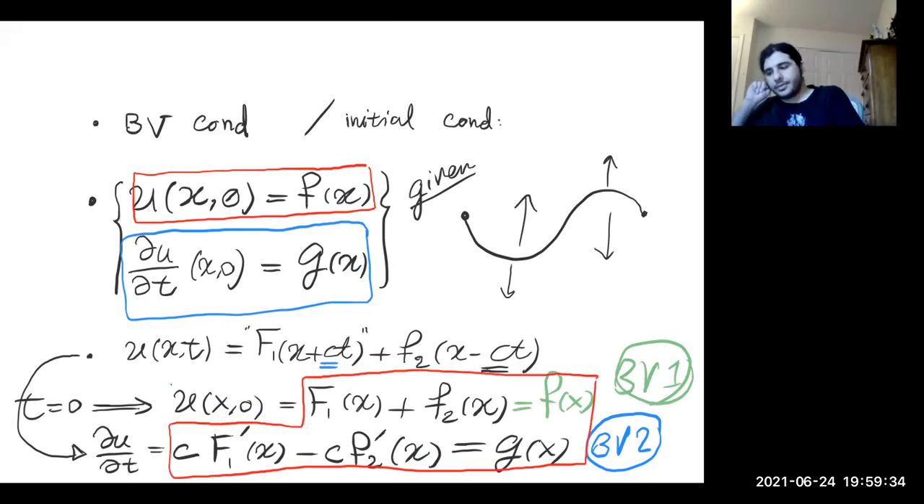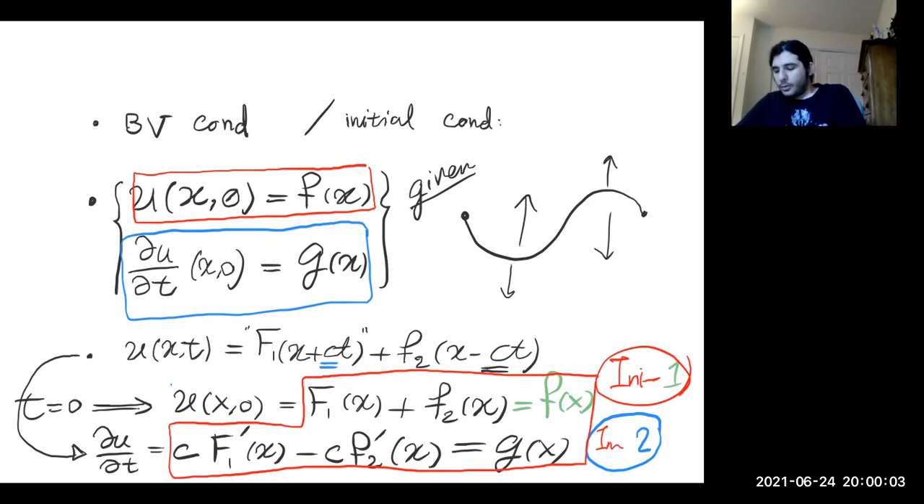Any question here? Is it clear? Maybe let's not call them boundary values. They are initial conditions, so let me change the way we call them. Initial condition number 1, initial condition number 2. We have these two equations. We can use these equations to find f1 and f2 explicitly.